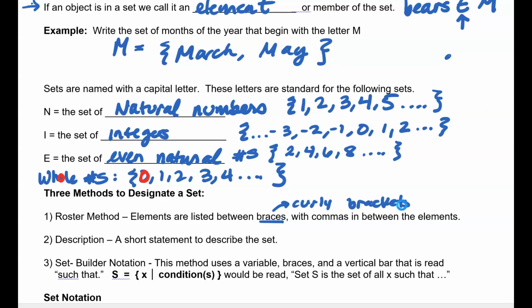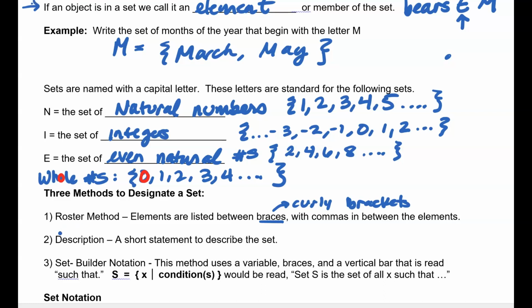And curly brackets are a part of your standard keyboard on the computer. Next to the letter P, you'll see a left curly bracket, and the one next to that is to the right. So anytime you list out elements in curly brackets with commas in between, we consider that the roster method. So we'll just give an example here.